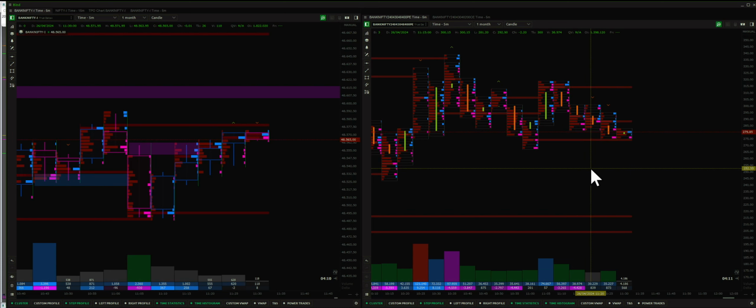So hopefully I was able to convey some of the information that we can derive from the footprint charts and the volume profile in a real live scenario.